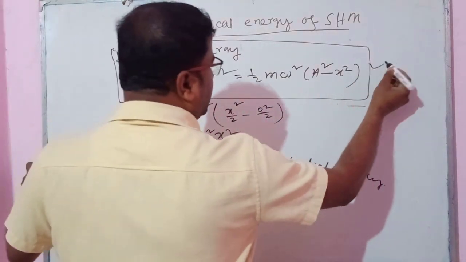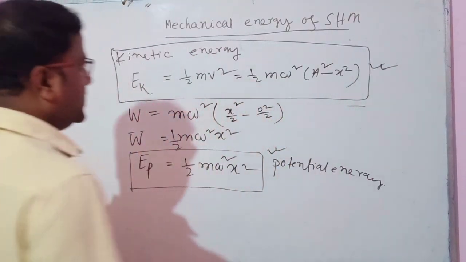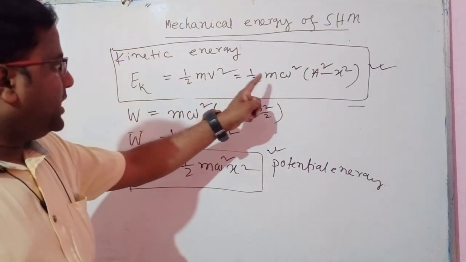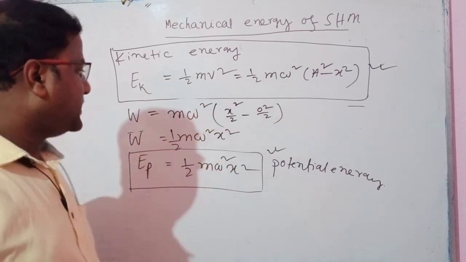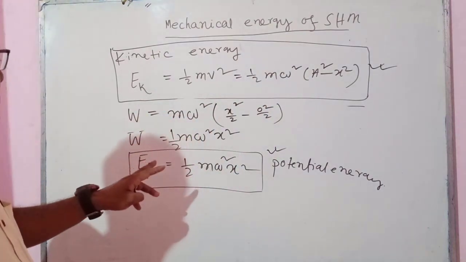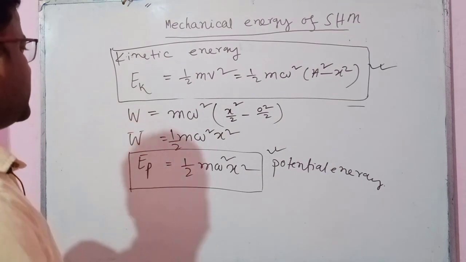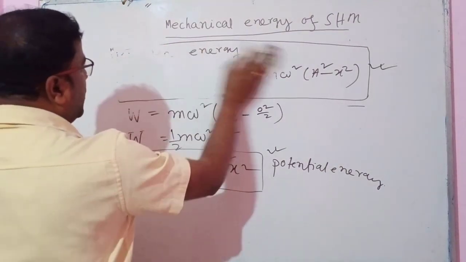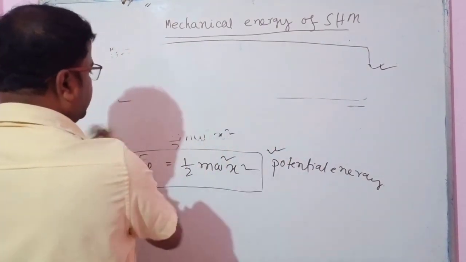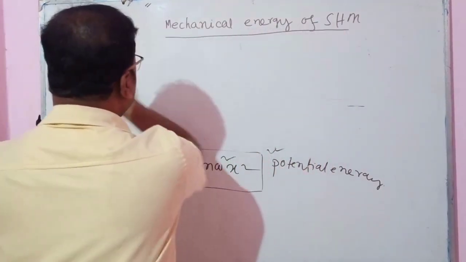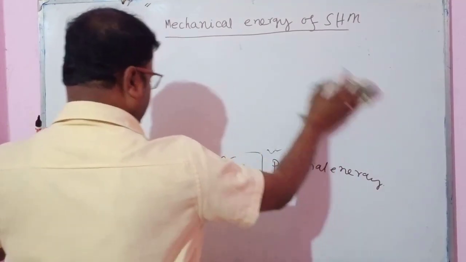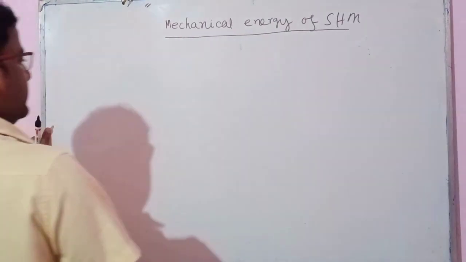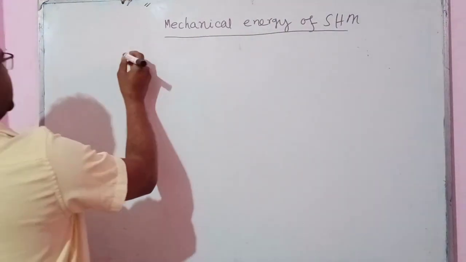And this is our kinetic energy, this is potential energy. Kinetic energy is half m v square, that is half m omega square into a square minus x square, and the potential energy is half m omega square x square. Now we have to find out the total mechanical energy.